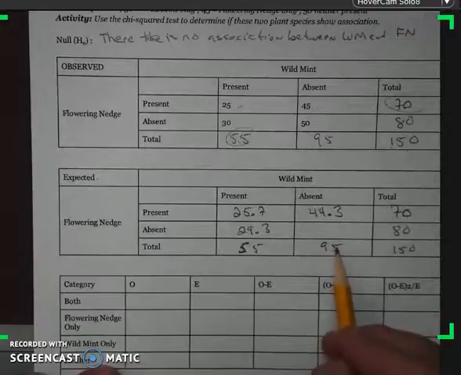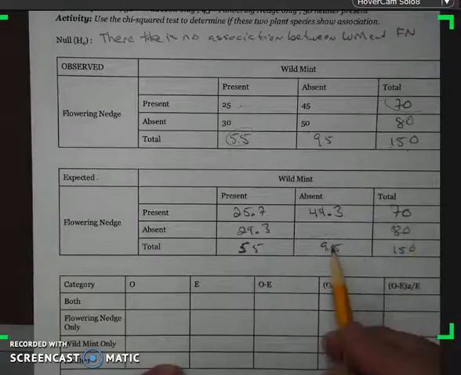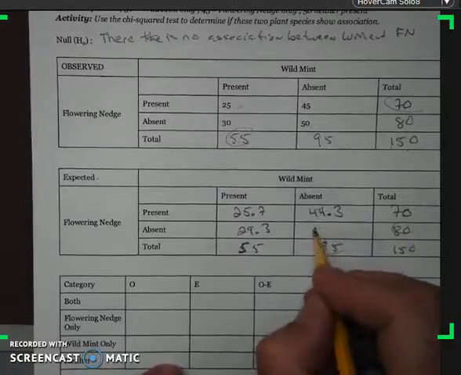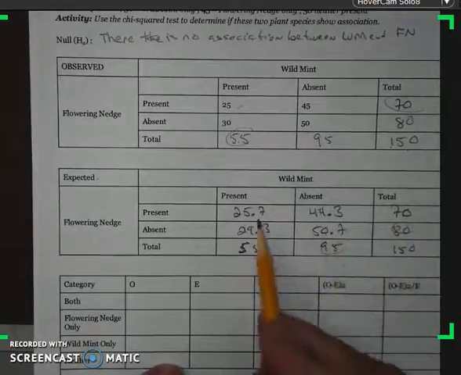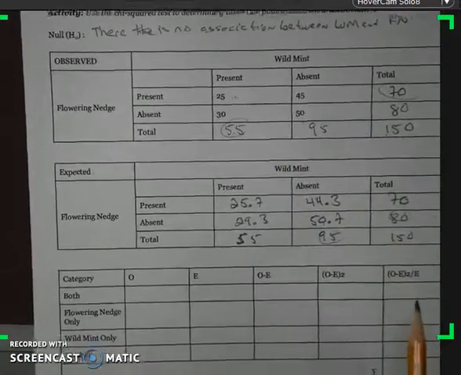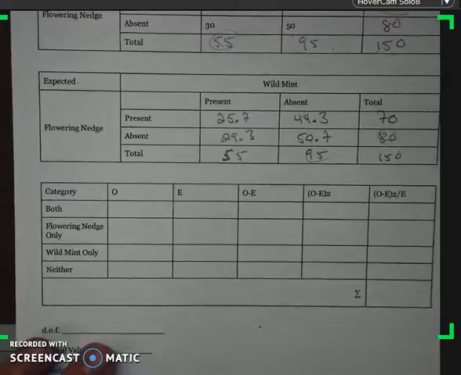And again, we could do the simple subtraction, 95 minus 44.3 to get this value. But again, I'll take you through the math. We have 80 times 95 divided by 150, and that'll get us 50.7. So here's our expected values, and here are our observed values. We're going to use that to calculate our chi-square. I'm going to fill this table in real quick.